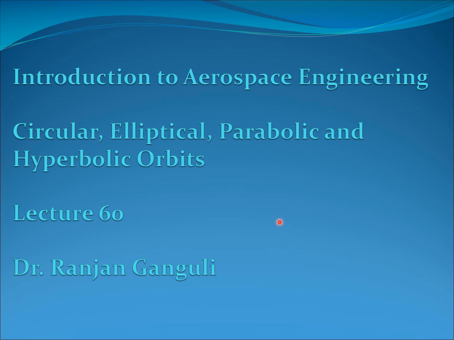So today we start lecture 60 in our course, and today I'm going to discuss the different types of orbits or trajectories which can be there for a spacecraft. So essentially the spacecraft can follow different types of paths which are essentially conic sections. These can be circular, elliptical, parabolic or hyperbolic. Today we are going to look at how these trajectories look and what we can do about these trajectories. So let us discuss that today.